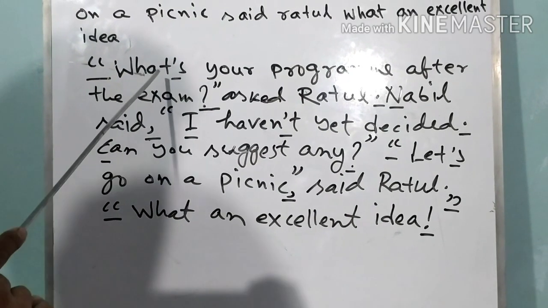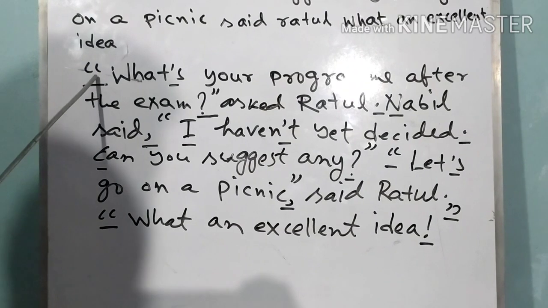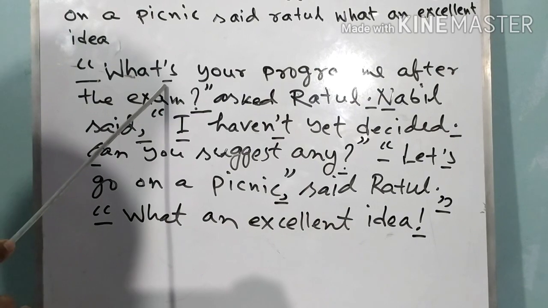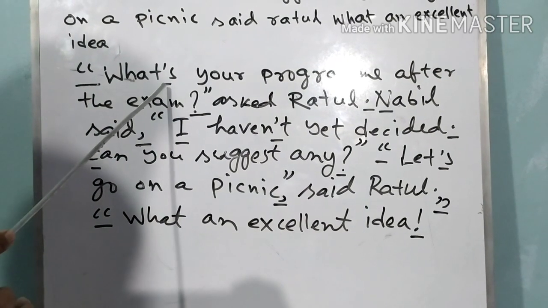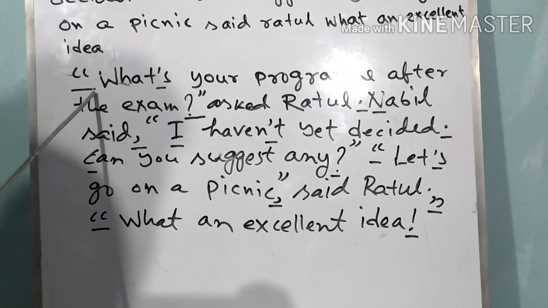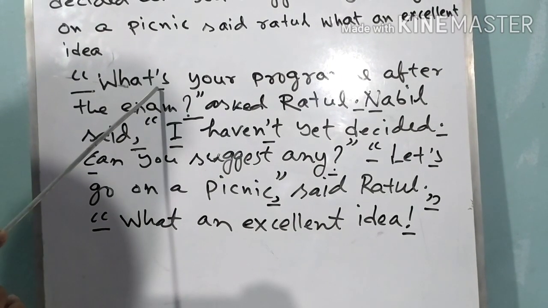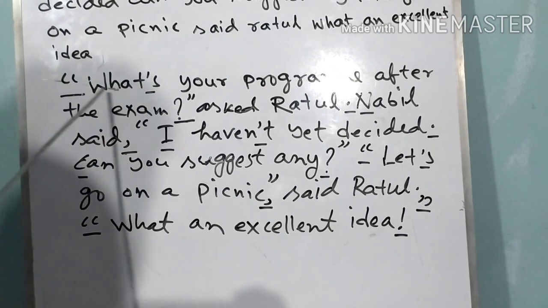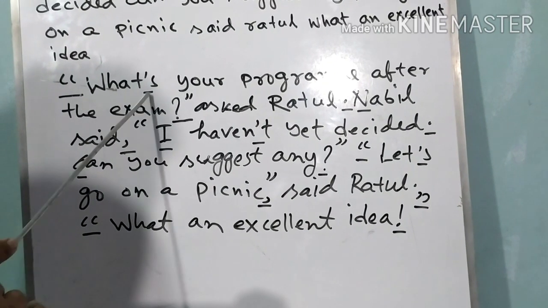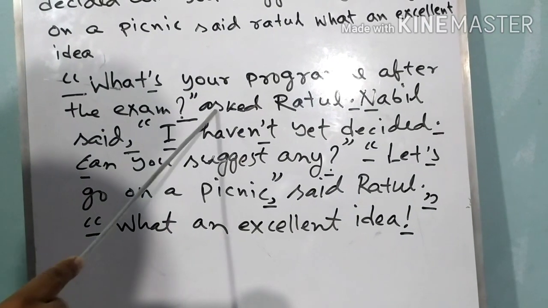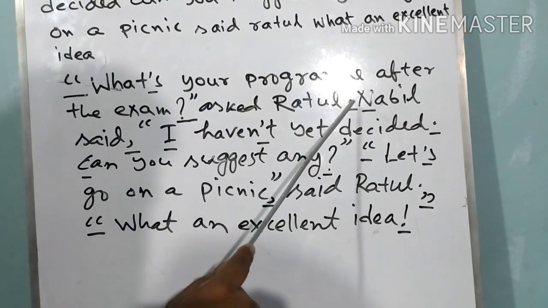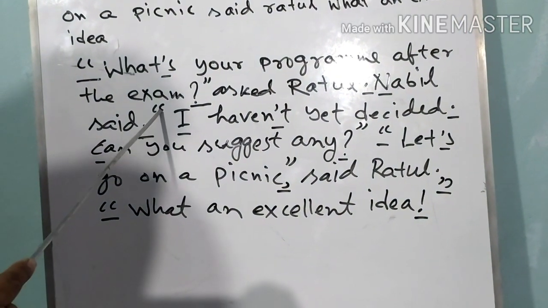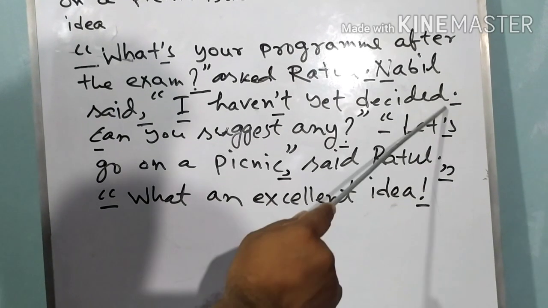Students, here you see when we use some punctuation, we have to underline it, and if possible, you have to underline it with a different color. For example, you can use a blue pen or blue ink to underline. So what's your program after the exam? Asked Ratul. So here will be full stop. Then the conversation of Nabil. Nabil said, and inverted comma started, I haven't yet decided.